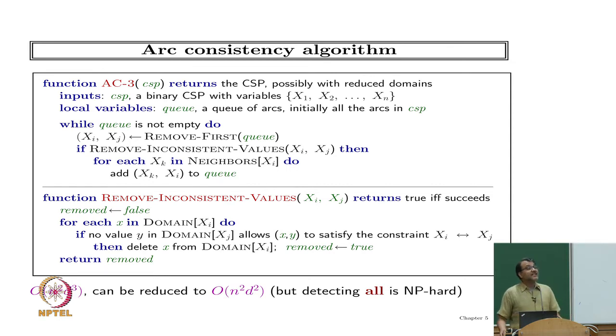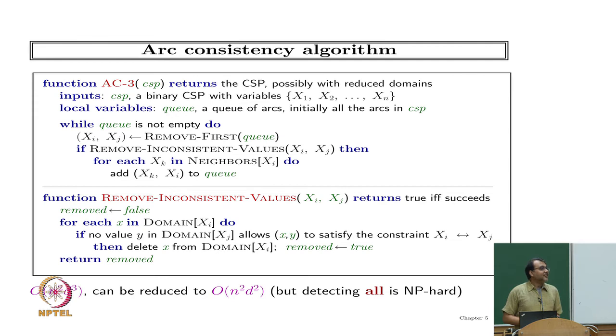It can be reduced to n square d square if I do more interesting bookkeeping. So, if I remember the support for each value of a variable, how many values in x were supporting this value, and if the value goes down below a certain point, then I invoke that arc, and I even remember which values were supporting, etc. So, if I do a lot of bookkeeping, then I can reduce it to n square d square, which is the best we can do, and that algorithm is called AC.